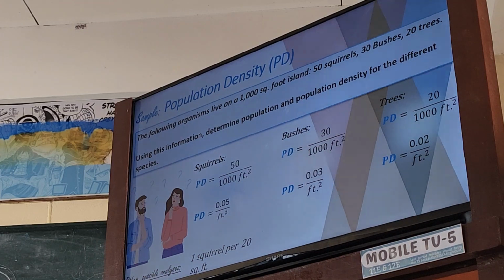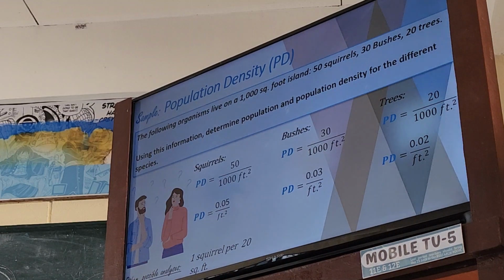You just simply go for the value of 1. So how do you make 0.05 into 1? You have to ask. To guarantee at least one squirrel, you want to appreciate at least a per entity, per organism value, so you have to make that value of 0.05 to 1. How do you do that? To make it 1, multiply by 20. What you do in the numerator, you do in the denominator: it's one squirrel per 20 square feet.